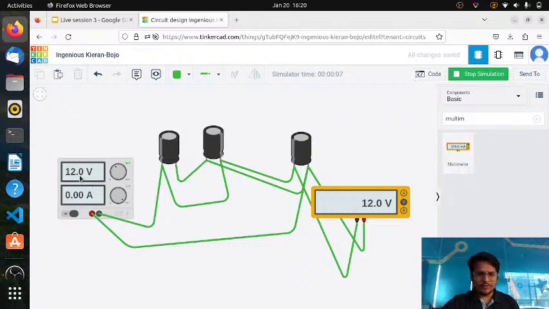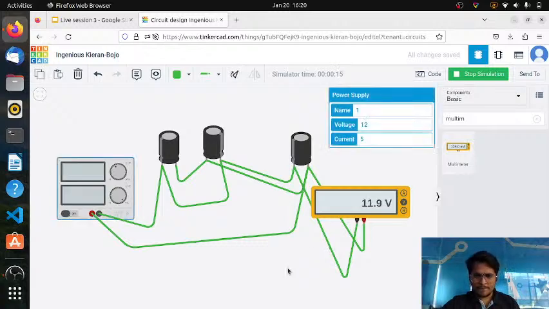Okay, so here we are providing 12 volt. In the multimeter also it is showing 12 volt. Let me turn off the power supply, and you can see it is discharging, but this time it is slower than the previous one. This time it is slower than the previous one if you observe the multimeter.